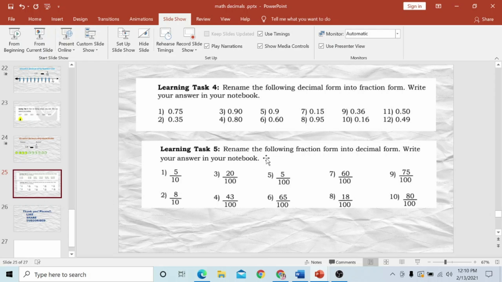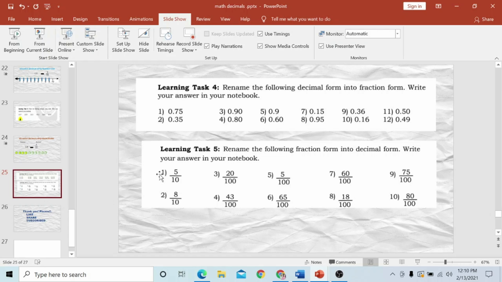The next, learning task 5, rename the following fraction form into decimal form. Write your answer in your notebook. And then, dito naman sa learning task 5, you can divide or tignan yung denominator, which is 10, then copy the numerator. Okay? Since yung denominator is tenths, dapat yung 5 in a form of decimal, nasa tenth siya. So, example dito sa number 1, we have the answer of 0.5.